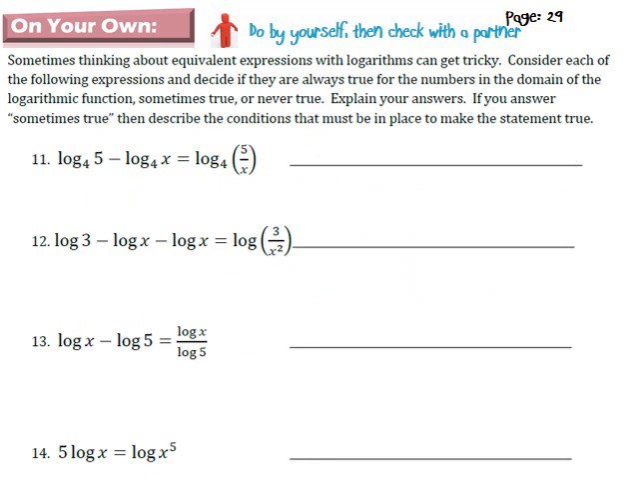So here, what I want you guys to do for this one is kind of like what we did on the previous example where it says sometimes true, or never true, or it is true. Okay. So it says if the answer is sometimes true, then describe the conditions that need to be happening in order for it to be true. So here, is this a true statement? Will this equal that?